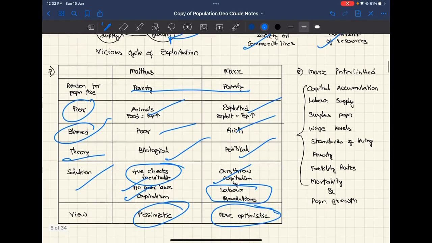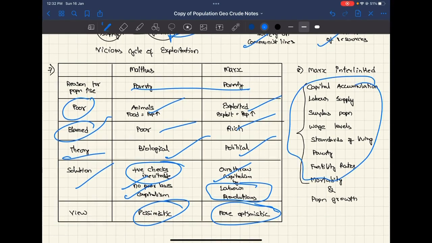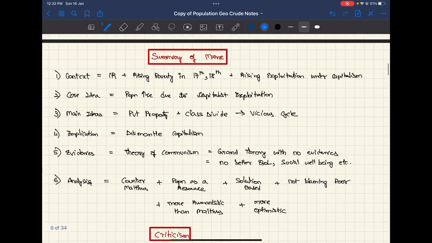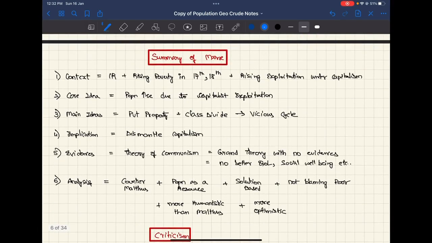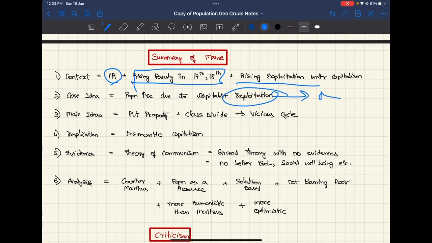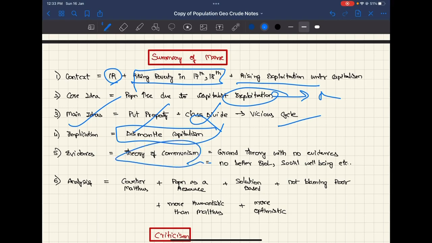So Marx interlinked all these concepts and the population growth. Summary of Marx: the context is again the IR, rising poverty in the 17th and 18th century, rising exploitation. The core idea is that exploitation results in population growth. The main ideas are to dismantle private property and class divide and go for communism. The implication is to dismantle capitalism. The evidence: the theory of communism is a grand theory with no evidence.